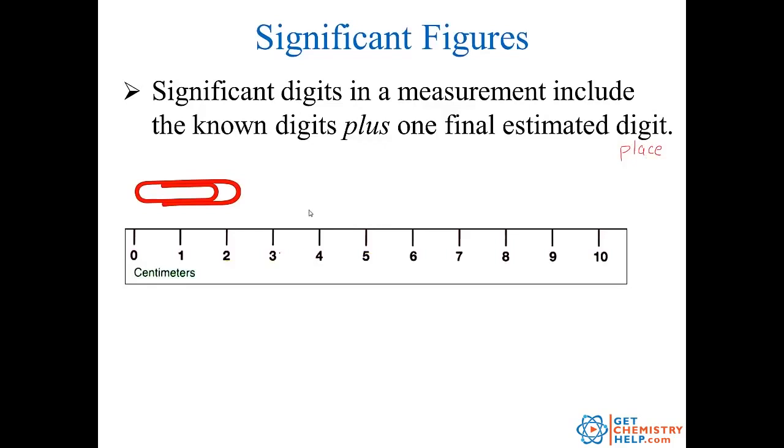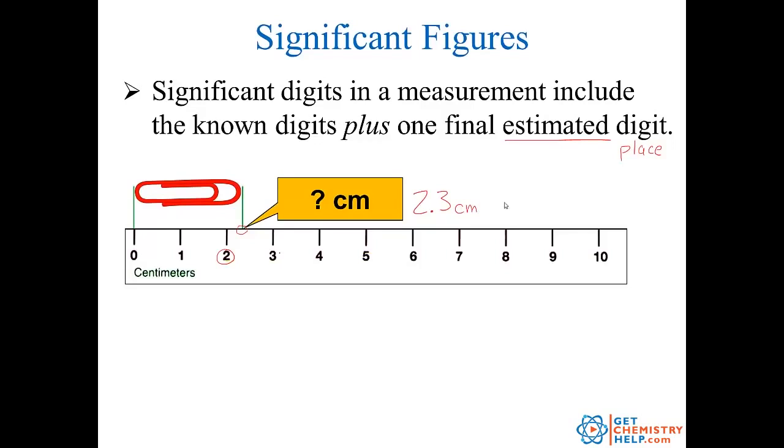So for example, let's say we have this lovely red paper clip here. So we can see that we have the ones place, the ones place, the ones place. These are all ones place. So we know the 2 is the ones place. We can clearly see that. But we have to estimate one more. We've got to do a final estimated digit. So in this case, I'm going to estimate, that looks like about 0.3 to me. So I'd write that 2.3 centimeters.